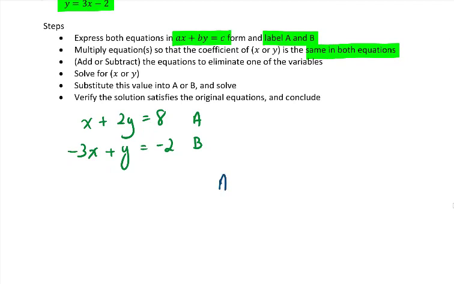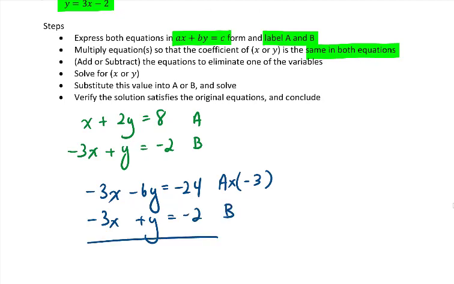So I'm going to take equation A and multiply everything by negative 3. If I do that, I get negative 3x, then negative 3 times 2y is negative 6y, and then 8 times negative 3 is negative 24. Next, I'm going to rewrite B below A times negative 3.